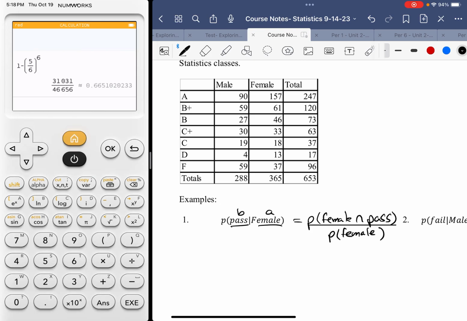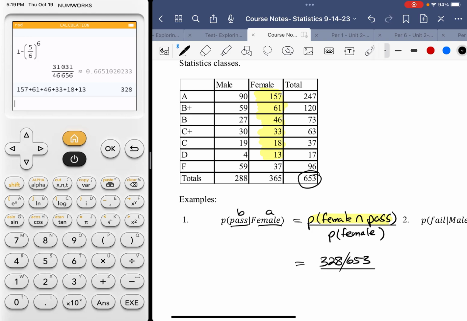All right. So for the top, we'll just focus on the top now. The probability of female and passing. Use my highlighter, handy dandy. Here's female and any instance in which the individual passed. So that's all of these folks. All right. Now this would be all out of the grand total. So I'm going to do a 157 plus 61 plus 46, 33, 18, and another 13, I believe. That's 328 individuals out of 653.